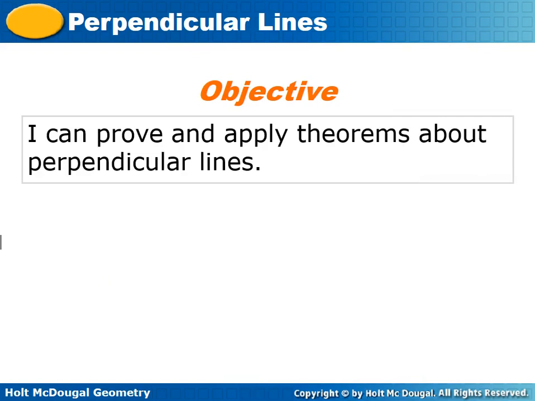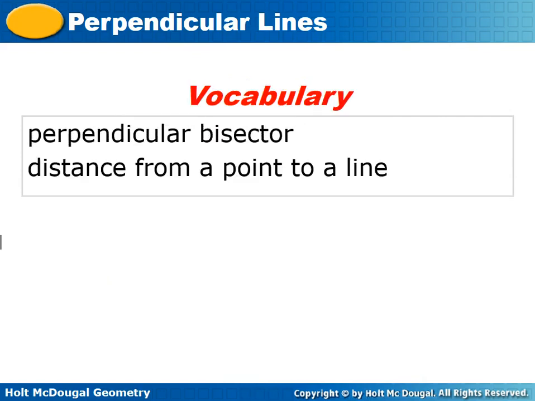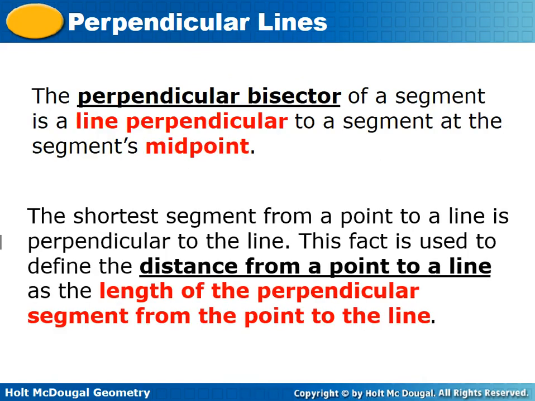So today we're going to prove and apply the theorems about perpendicular lines. And so the perpendicular bisector of a segment is a line perpendicular to a segment at the segment's midpoint. I want to point something out to you. This symbol right here is the perpendicular symbol.